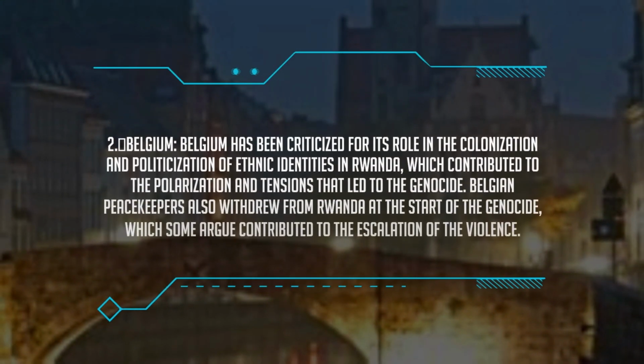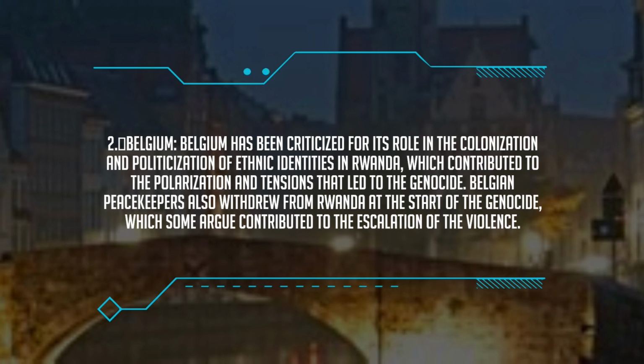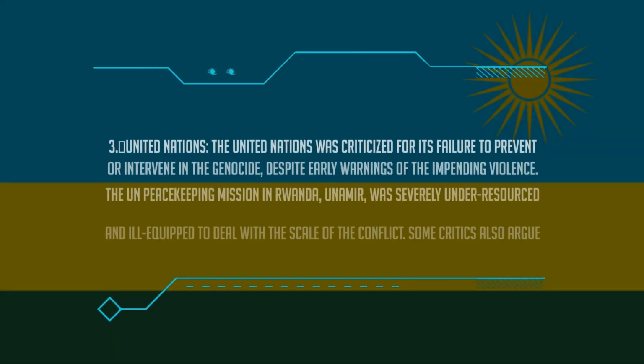2. Belgium. Belgium has been criticized for its role in the colonization and politicization of ethnic identities in Rwanda, which contributed to the polarization and tensions that led to the genocide. Belgian peacekeepers also withdrew from Rwanda at the start of the genocide, which some argue contributed to the escalation of the violence.